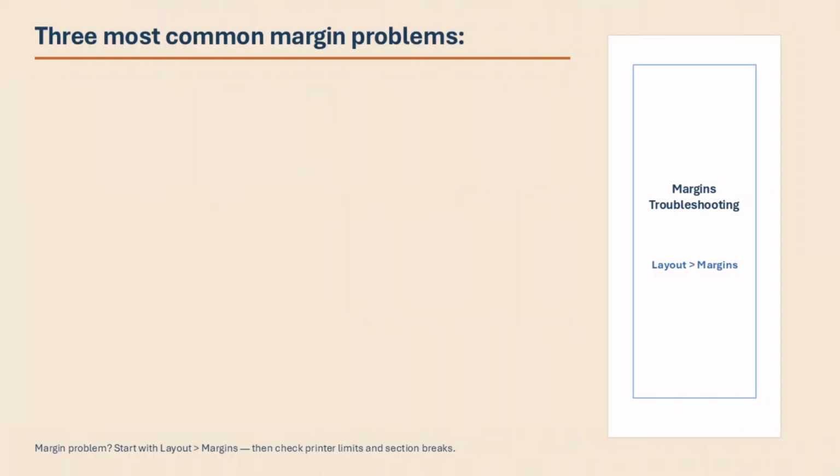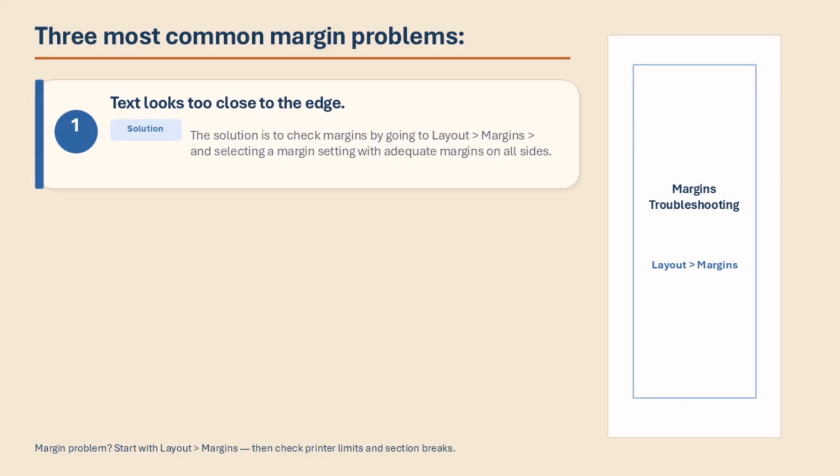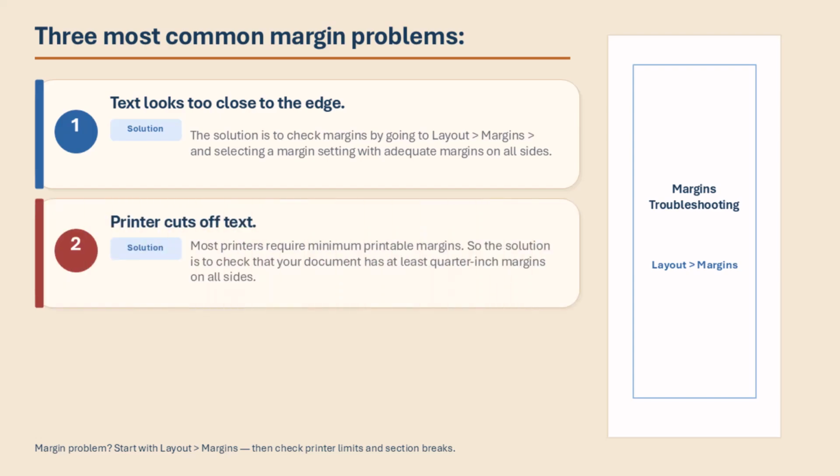3 margin problems people commonly run into are: 1. Text looks too close to the edge. The solution here is to check margins by going to Layout, Margins, and selecting a margin setting with adequate margins on all sides. Second problem, printer cuts off text.